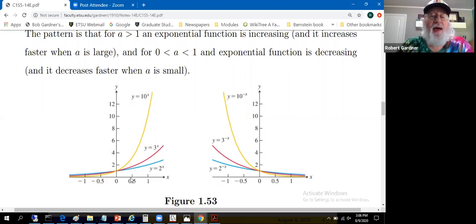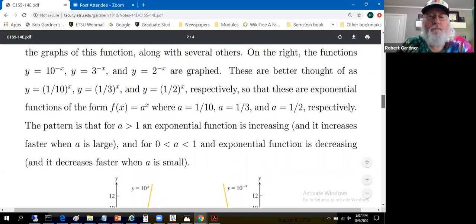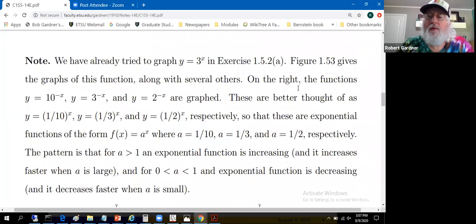So here's what the graphs of some exponential functions look like. An exponential function with base 2 in blue, base 3 in red, base 10 in yellow. So let's see, standard exponential functions. In the right-hand part of this image, the functions y equals 10 to the negative x, y equals 3 to the negative x, and y equals 2 to the negative x are graphed.